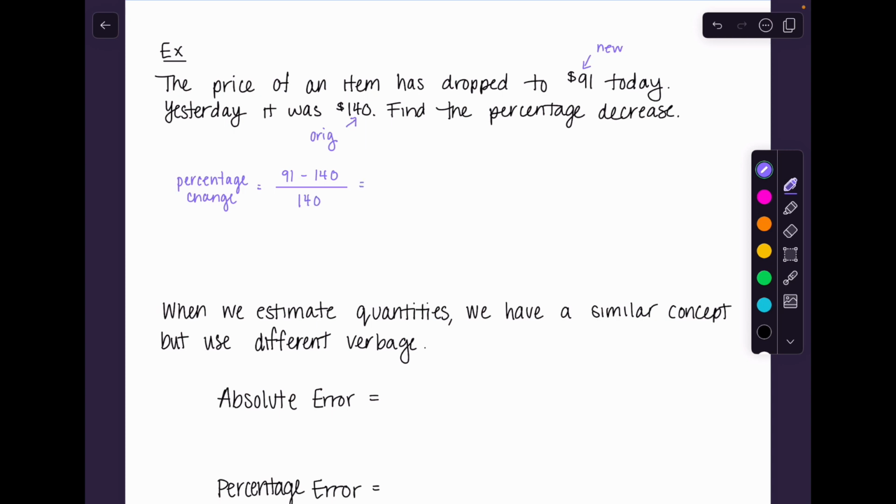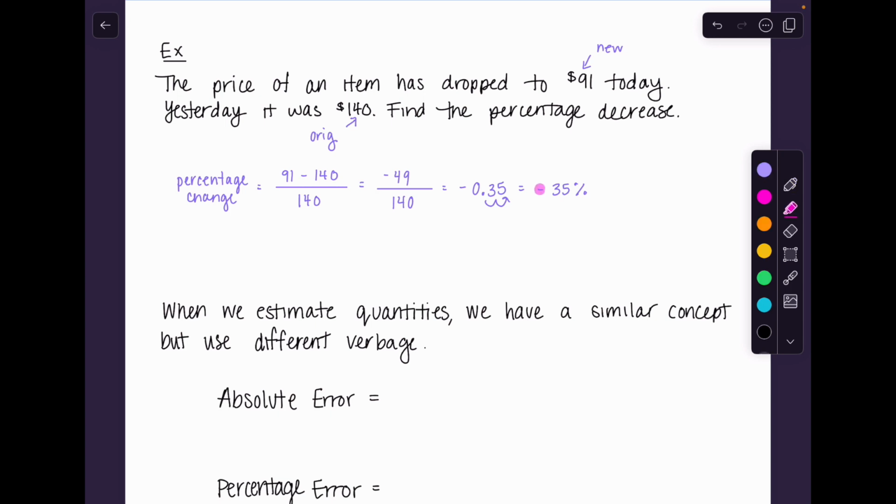91 minus 140 is negative $49. So the price went down $49. And we divide that by 140. And this does divide nicely. It is negative 0.35. Now, because this one does ask for percentage decrease, it makes sense to automatically switch it to a percentage. So you move that decimal 2 places to the right, which gives you 35%. Okay. So our percentage decrease is 35%.